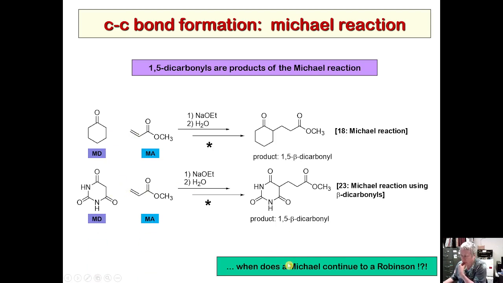So how do you know if a Michael reaction is going to continue to a Robinson reaction? Because Robinson, we'll see in the next slide, keeps going and does some more crazy stuff and builds a ring. The main way you know is to look at the Michael acceptor, not on the alkene side but the other side. If you have a CH over here, like a ketone with a CH, that is usually the indicator that it's going to be a Robinson.